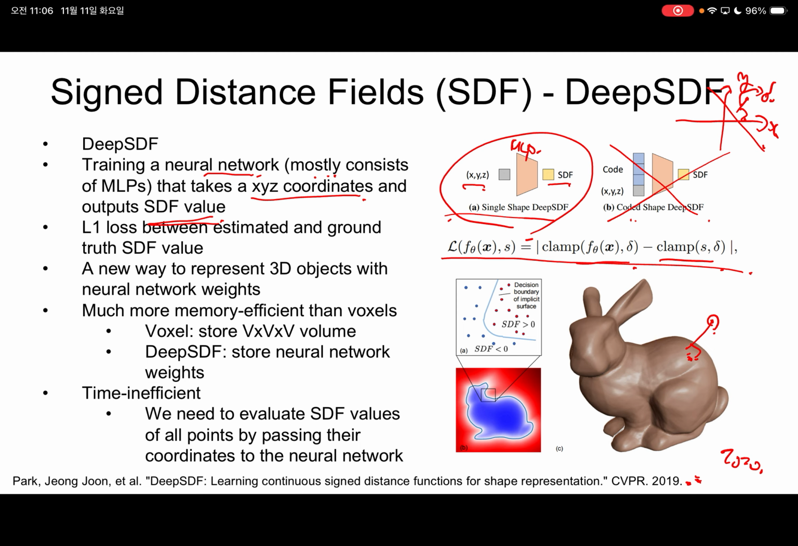We learn that in high school, right? We can simply extend it to the 3D case, and get the shortest distance between a point and a triangle face in 3D space. That becomes the ground truth SDF. And then this is the output of the neural network, and this is the ground truth, or target. And then we can simply minimize the L1 loss between estimated and ground truth SDF. Once we finish the training, that's all. Then we can represent any complicated 3D shape with neural network weights. This is a new way to represent a 3D object with neural network weights.